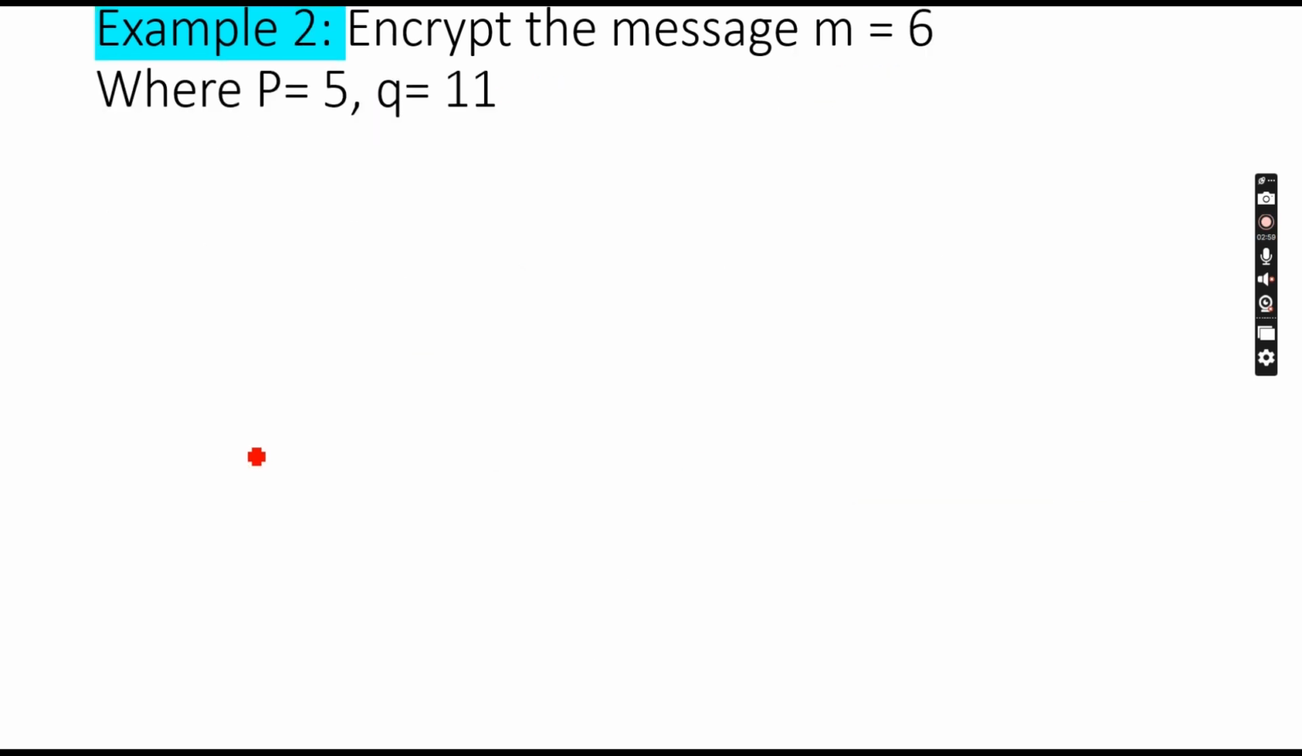Okay, so let's take another example. They said encrypt the message, which is 6. So now the message is 6.